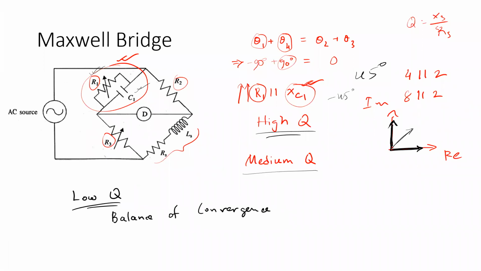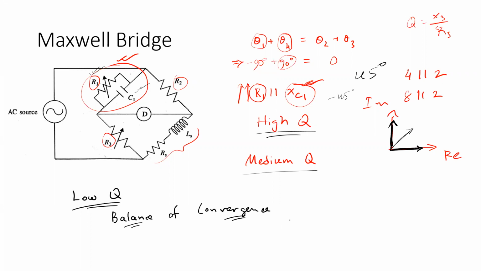What is the problem? You can suggest that in order to obtain the balance condition and to converge to a null deflection for this particular circuit with low Q value of inductors, it will become a problem. Why will the problem arise?